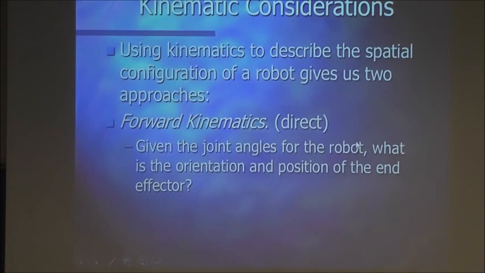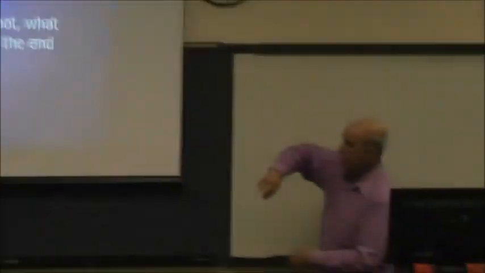Using kinematics to describe the spatial configuration of a robot is given as 2 approaches. Forward kinematics: given the joint angles for the robot, what is the orientation and position of the end effector. So here I am, I go 1, and then I do this, I go like this, and I go this, that's where I am. That's forward kinematics. Okay.